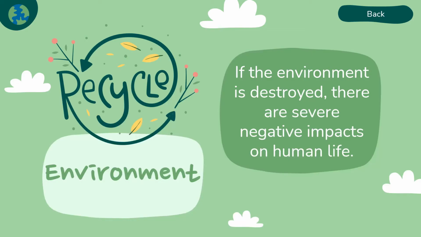If the environment is destroyed, there are severe negative impacts on human life. For example, if all the plants die, there would be no food for animals, then animals would die. If the animals die, eventually there is no food from animals or plants for humans. So we can't eat because the plants and animals would die. So we would die as well.